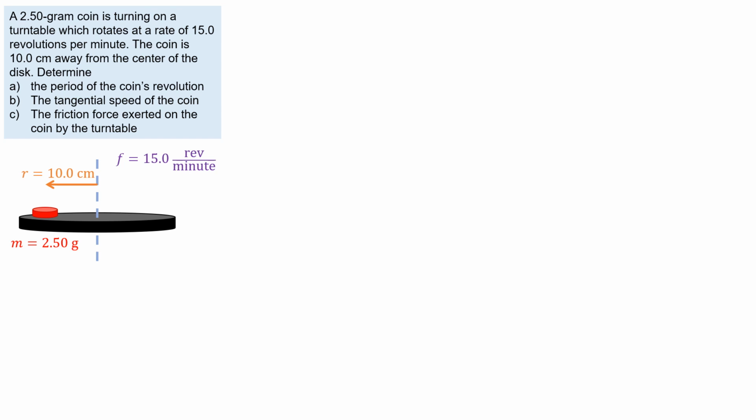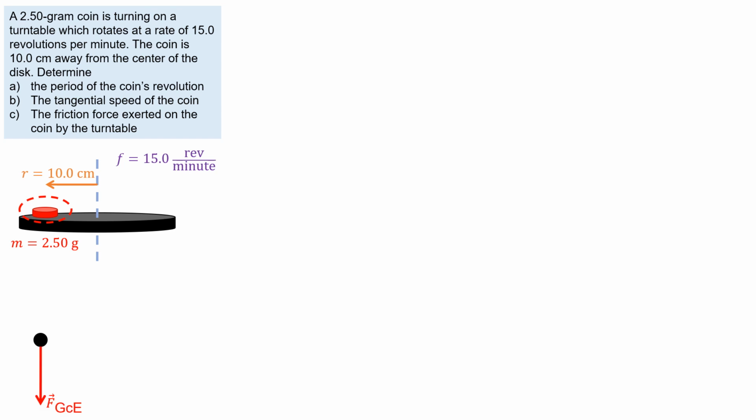And now we're going to start by finding the period of the coin's revolution and the tangential speed of the coin. But we're not ready to do that yet, actually. We are first going to draw a force diagram for the coin. So there we go. We've got a dot representing the coin. I've enclosed this coin in a dashed circle so that we know it's our system.